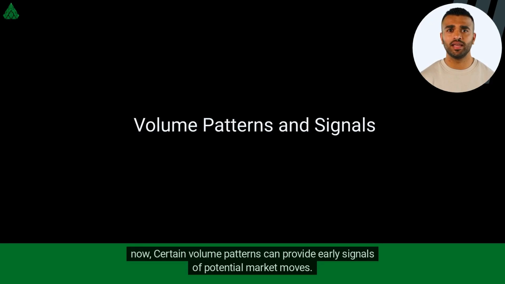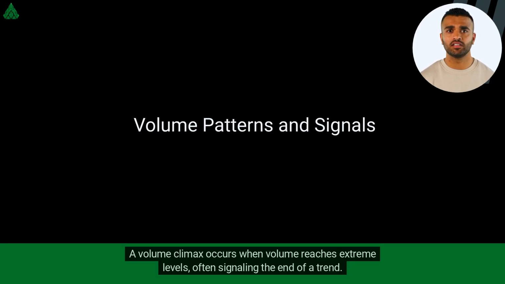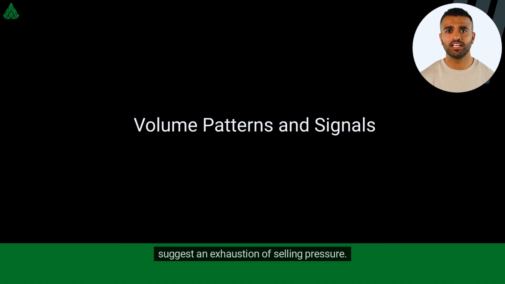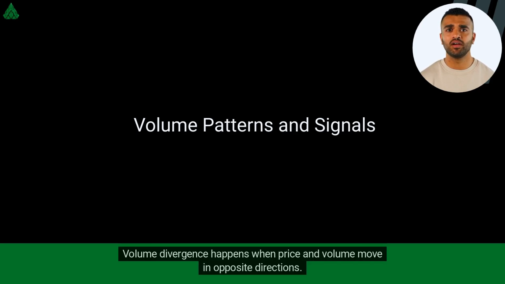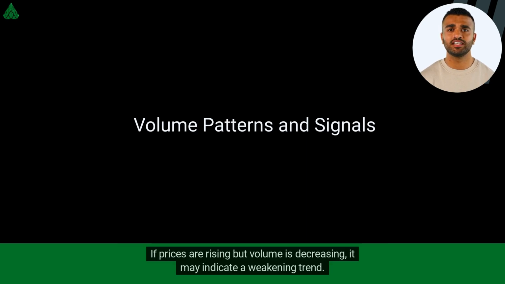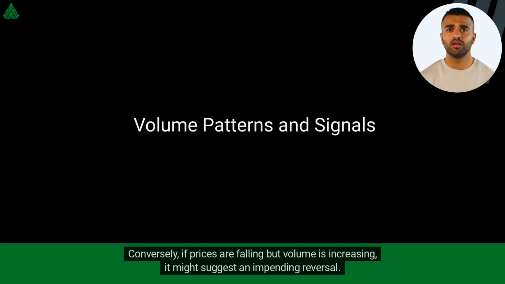Now, certain volume patterns can provide early signals of potential market moves. A volume climax occurs when volume reaches extreme levels, often signaling the end of a trend. For example, a volume climax in an uptrend may indicate a forthcoming reversal, while in a downtrend, it might suggest an exhaustion of selling pressure. Volume divergence happens when price and volume move in opposite directions. If prices are rising but volume is decreasing, it may indicate a weakening trend. Conversely, if prices are falling but volume is increasing, it might suggest an impending reversal.